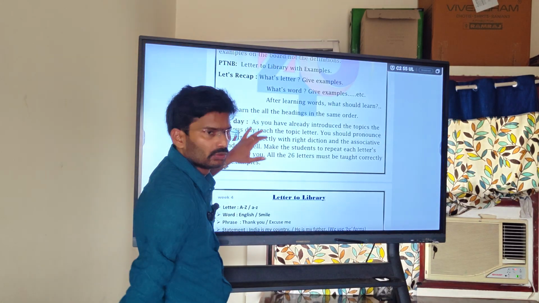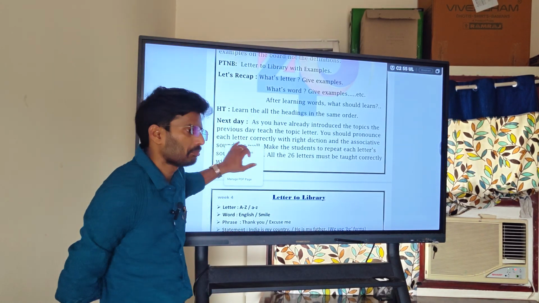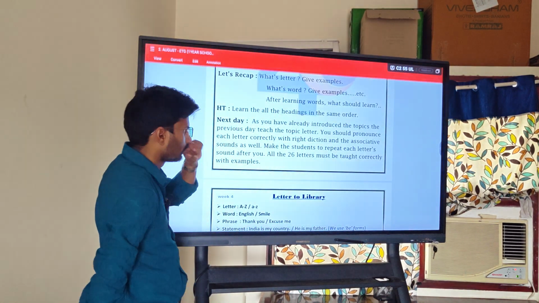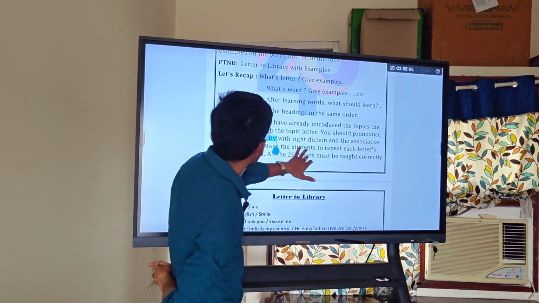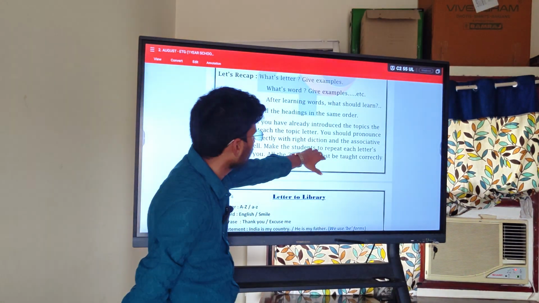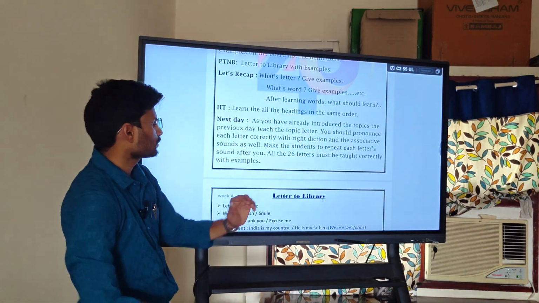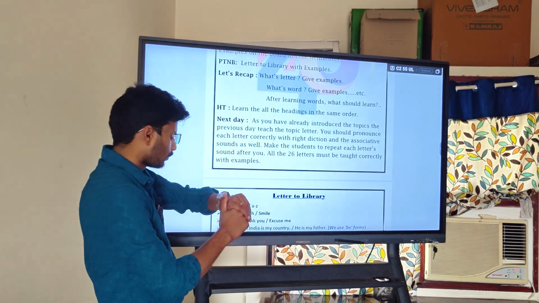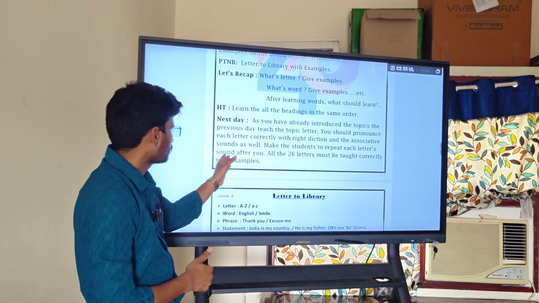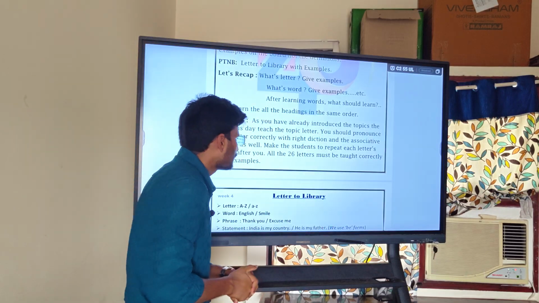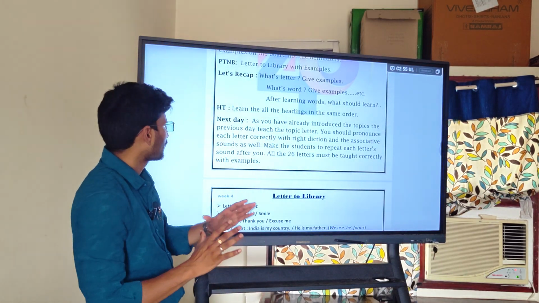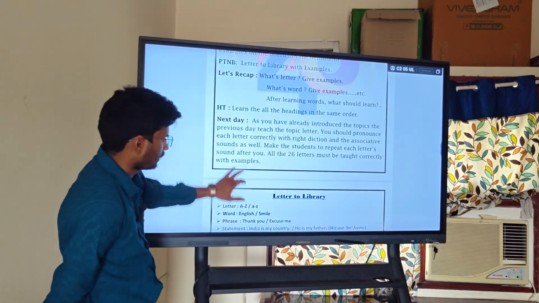Okay. We have rules, syllables. Many things are there in that. In phonetics, we learn all these things, right? That's it. Letter correctly with right diction and associated sounds as well. Make the student repeat each letter's sound after you. All the 26 letters must be taught correctly with examples. What is that? Here it is.